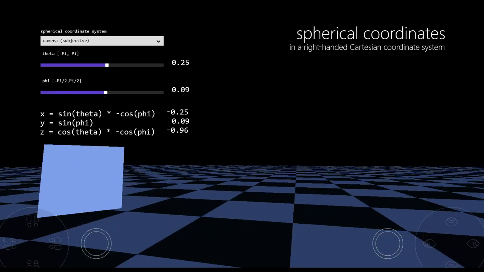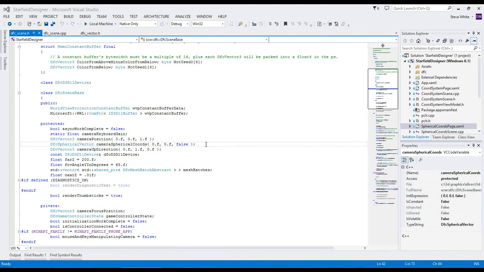So let's go to the code. The scene base class has this data member, camera spherical coords, and this is its type, which has theta and phi values inside it, and also a flag indicating which of the formulas to use. This is how we construct it. We pass it 0, theta and phi, and this particular flag is called isModel. So if we pass true there, we're saying it's to use the model formulas. If we pass false, we're saying it's to use the camera formulas.